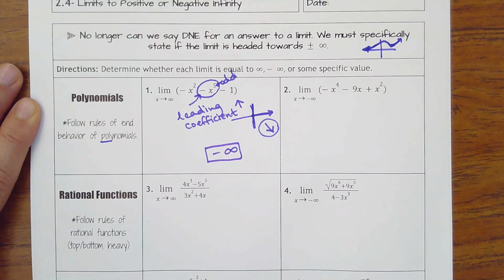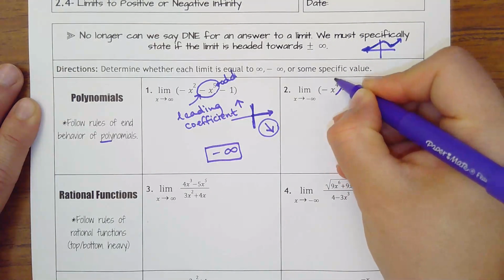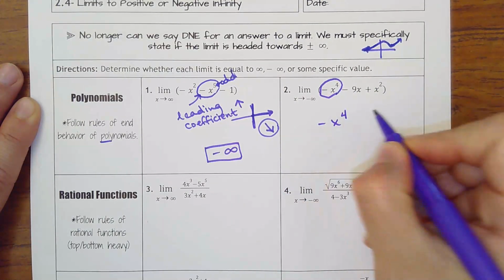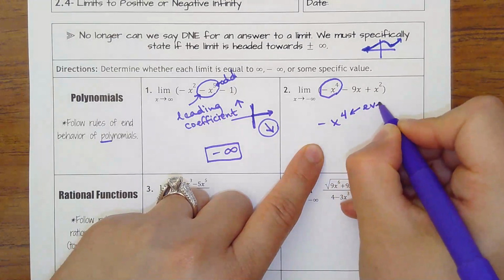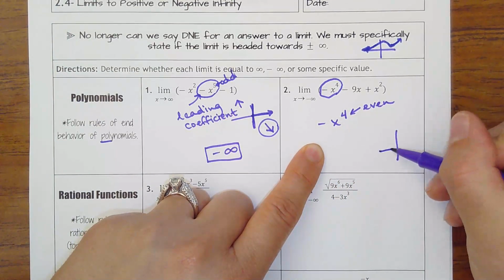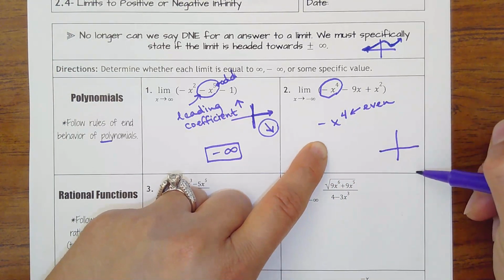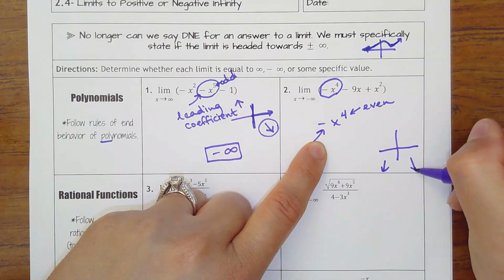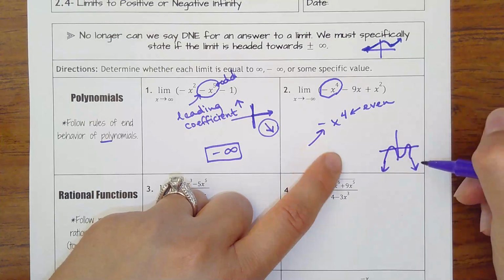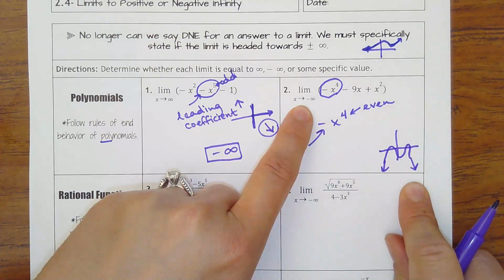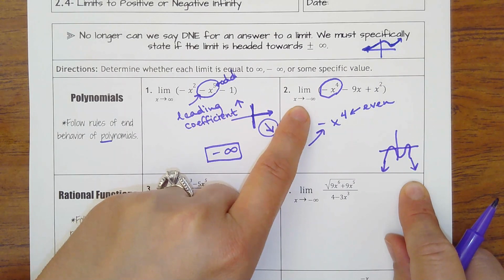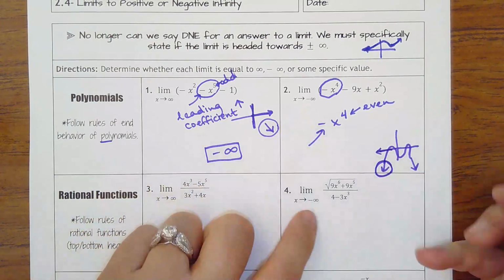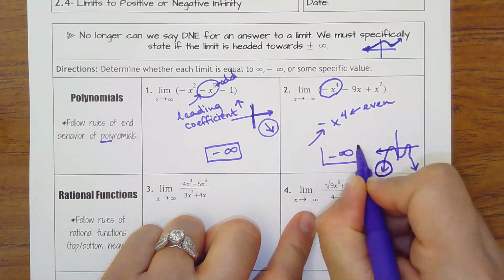Number 2 is another one. Look for the term with the highest exponent. Negative x to the fourth is all we're worried about. This is even, so that means that both ends are either up or down. Since this is a negative, that means that both ends are down. So again, I don't care what's happening in the middle. I care about, specifically in this one, what is y doing as x goes to negative infinity. So as x goes this way, y is going down to negative infinity.